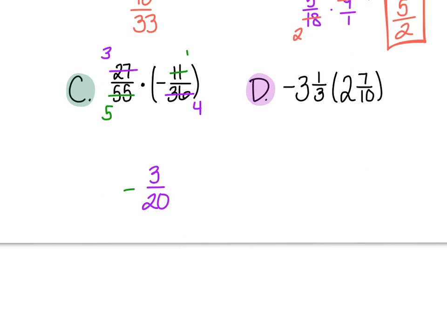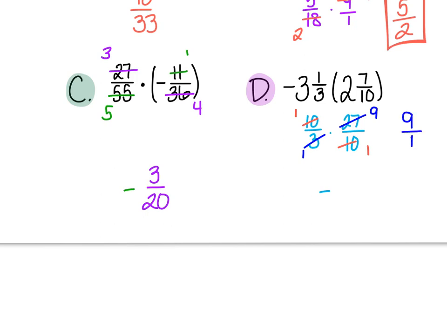In the next example, we want to write both these numbers as improper fractions. So 3 times 3 is 9, plus 1 is 10/3, times 10 times 2 is 20, plus 7 is 27/10. One of the numbers is negative, so my answer is going to be negative. And then we try to cancel again. These 10s have a common factor of 10, so they'll cancel each other out. 10 goes into 10 once. And then 3 and 27 have a common factor. 3 goes into itself once, and 3 goes into 27 9 times. So we get 1 times 9 is 9, 1 times 1 is 1.